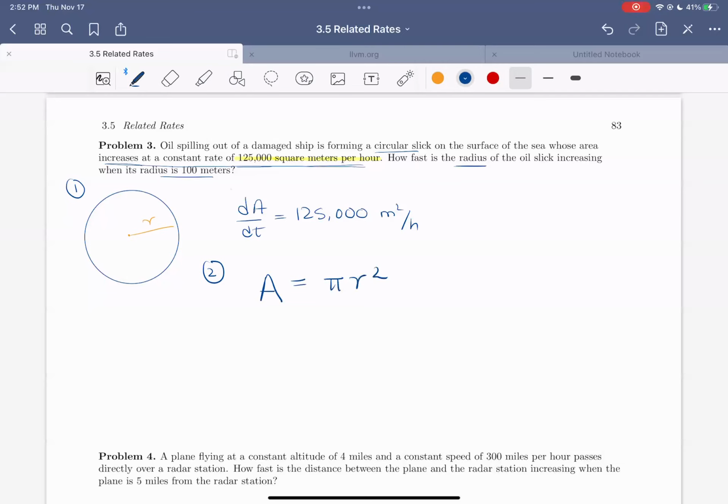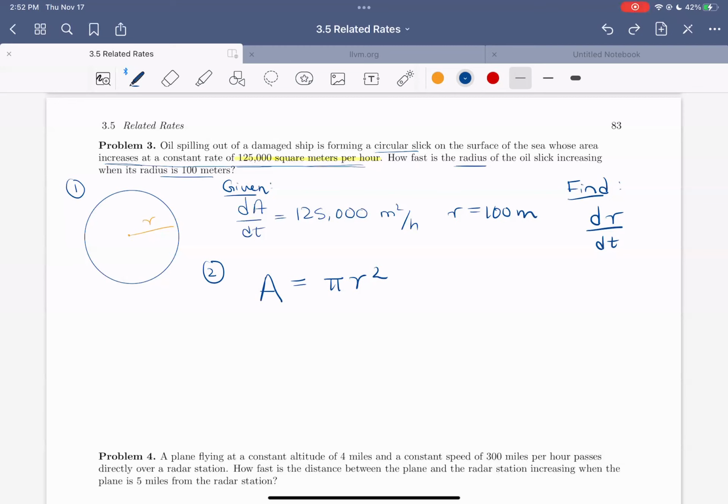Now let's go back and make sure we have written down everything we are given. We are given the area. We are given that the radius is 100 meters at the place that we are interested in. And what is it that we want to find? Well, we want to find the change of radius with respect to time at that 100 meter mark.